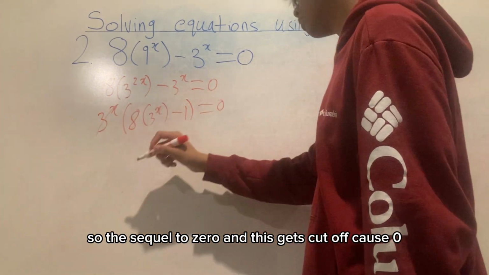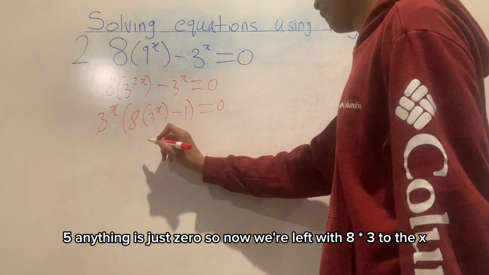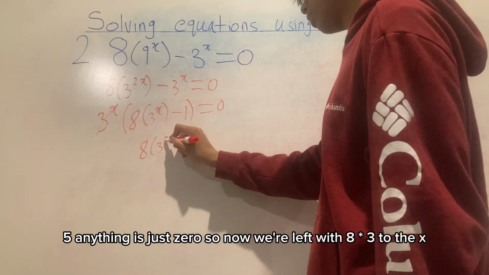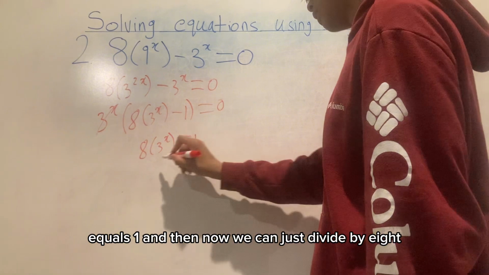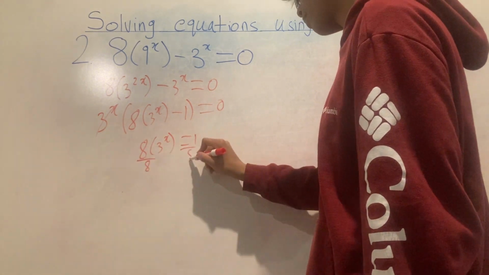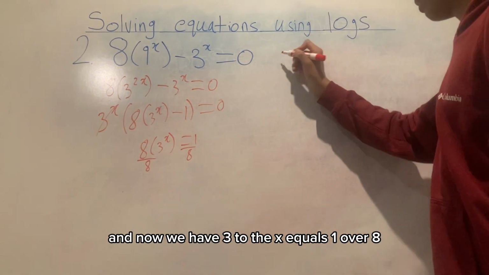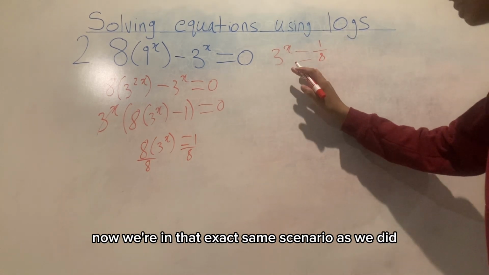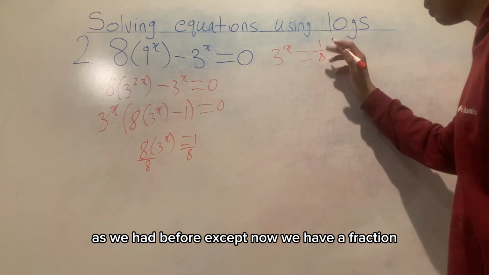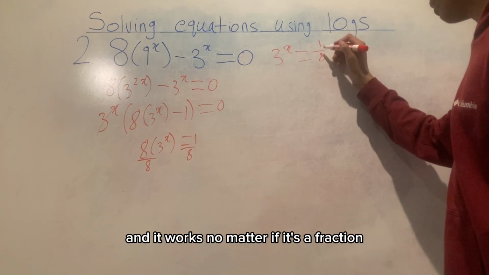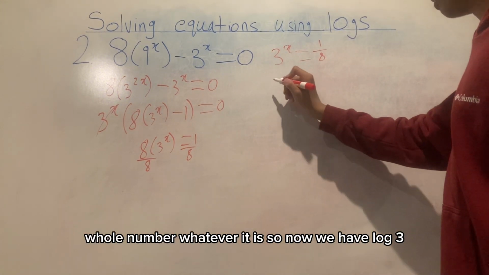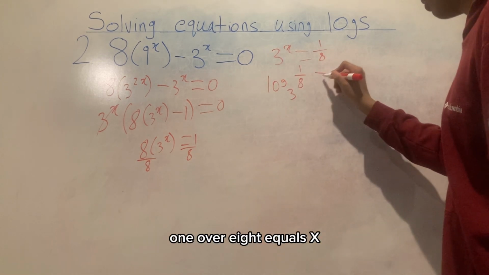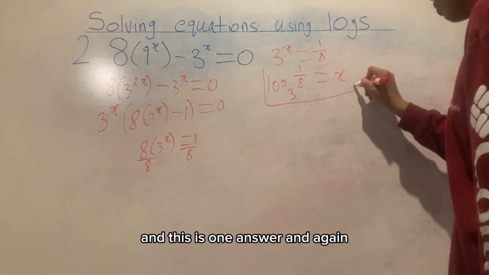And this gets cut off because 0 divided by anything is just 0. So now we're left with 8 times 3 to the x equals 1. Then we can just divide by 8, and now we have 3 to the x equals 1 over 8. Now we're in that exact same scenario as before, except now we have a fraction. It works no matter if it's a fraction, whole number, whatever it is. So now we have log base 3 of 1 over 8 equals x, and this is one answer.